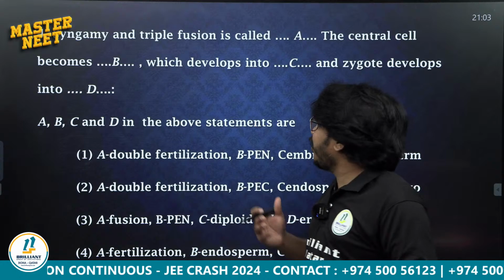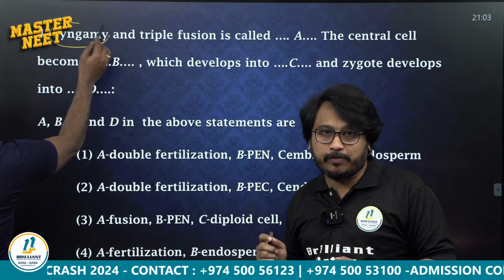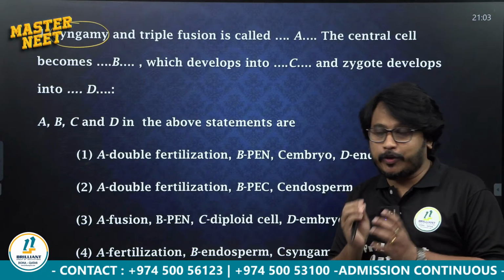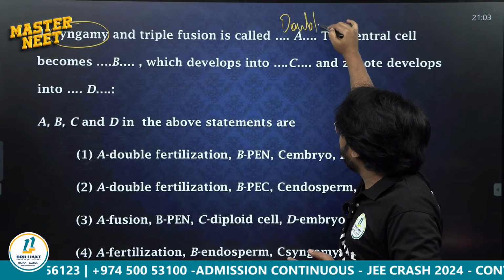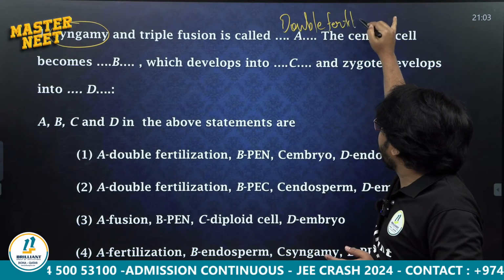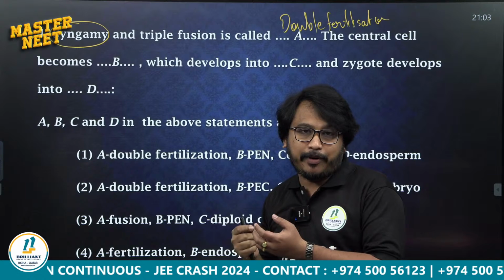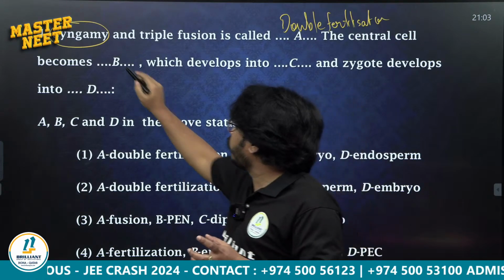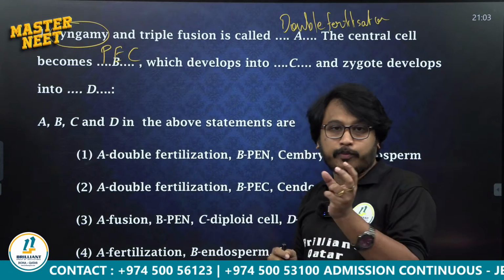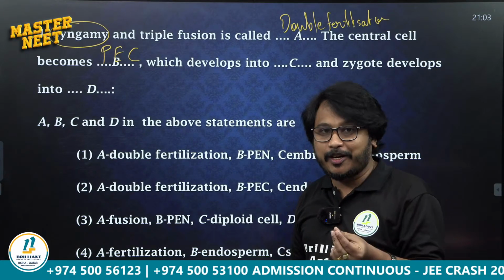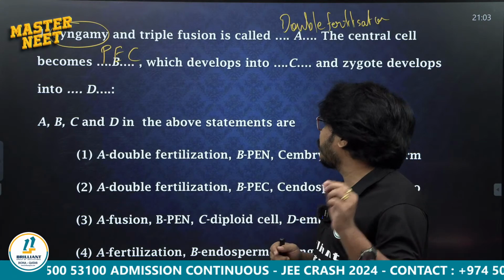Okay, next question. Syngamy and triple fusion is called, you know it is a unique feature of angiosperms. Syngamy and triple fusion together is called as what? Double fertilization. It is together called double fertilization, which is a unique feature of angiosperms. After the triple fusion, the central cell is going to become the primary endosperm cell. And you can see the two polar nuclei will fuse to form the secondary nucleus that fuses with the male gamete, forming the primary endosperm nucleus.